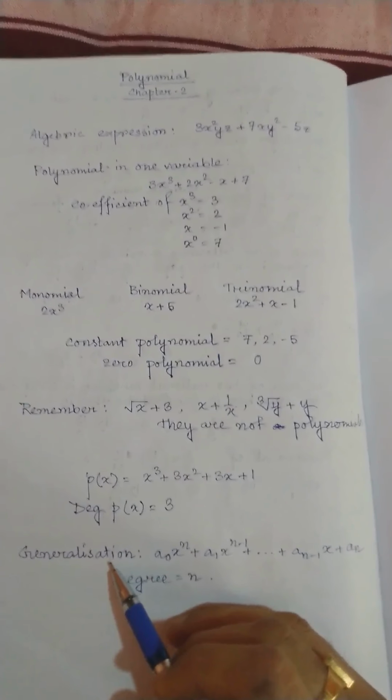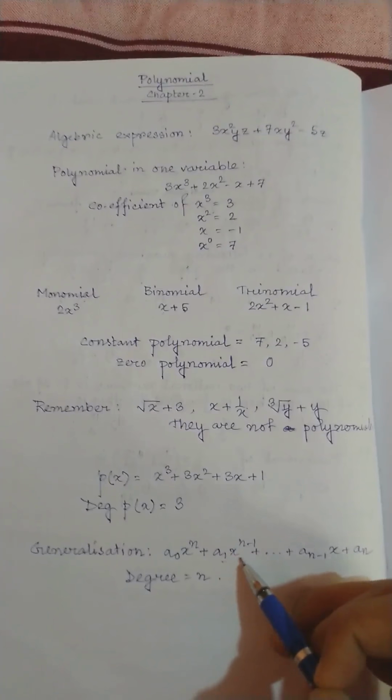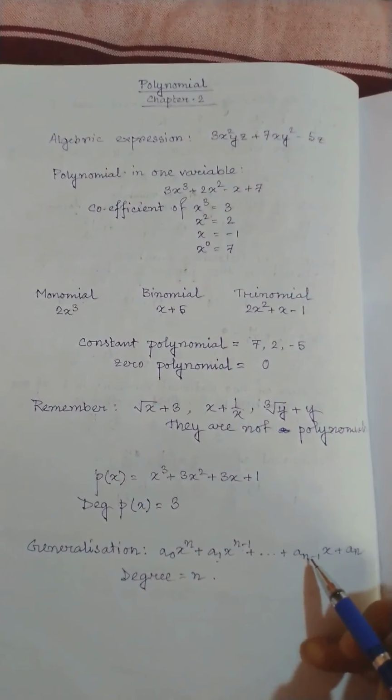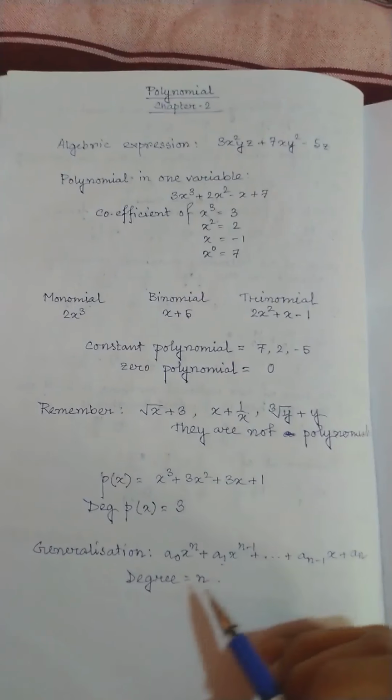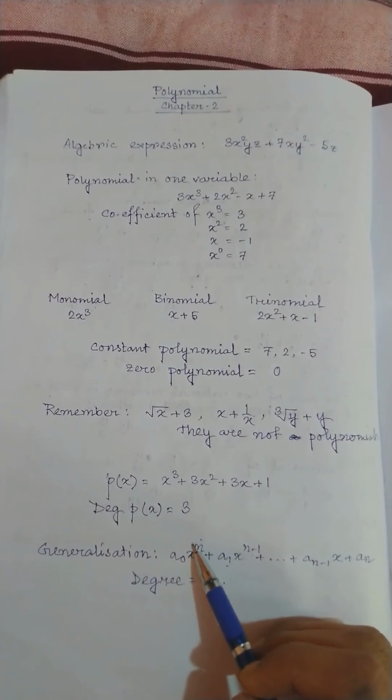Now comes the generalization of a polynomial. So what is the generalization of a polynomial? a0 x to the power n plus a1 x to the power n minus 1 plus and so on up to an minus 1 x plus an. Here the degree is n because n is the highest power of x.